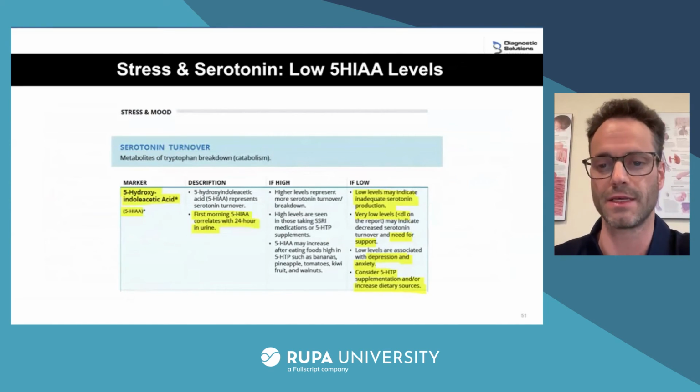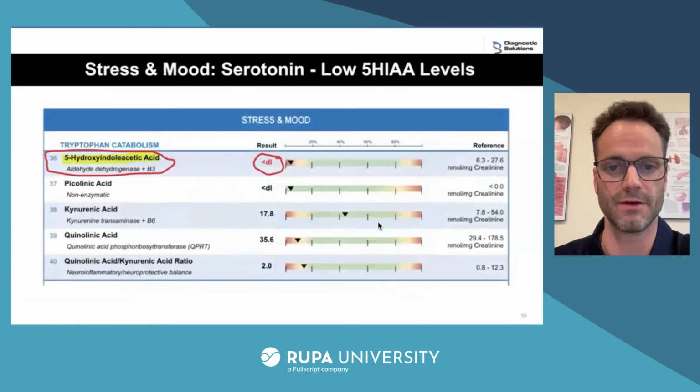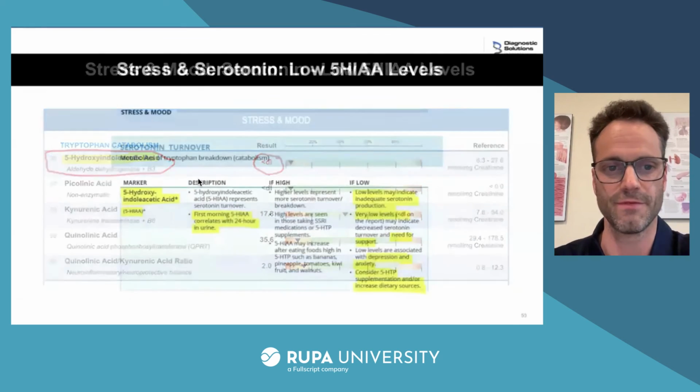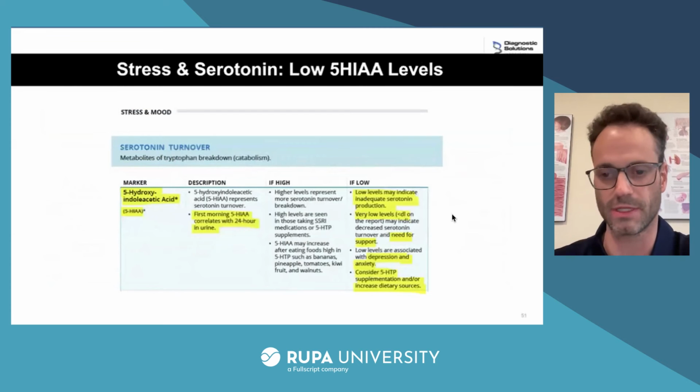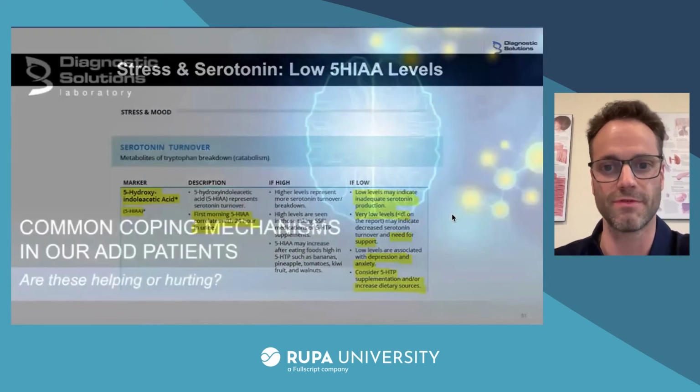Low levels may indicate inadequate serotonin production. Very low levels may indicate decreased serotonin turnover and need for support. So this person, just to reiterate, had non-detectable levels, less than the detection limit, of this marker. So we're going to give them 5-HTP and/or other things to support that pathway. Not everybody does well with 5-HTP.